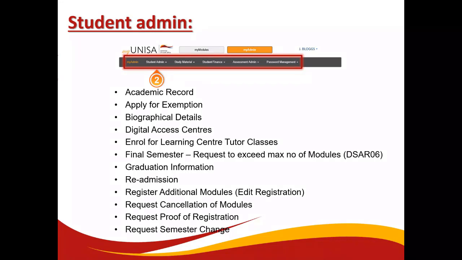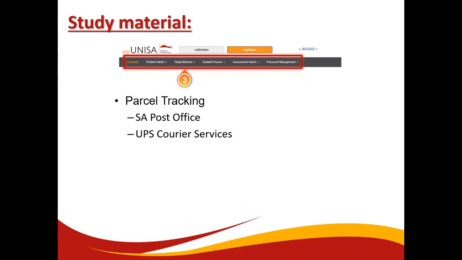Here you can also request cancellation of your modules. You can get proof of your registration, and you can also request a semester change. That unfortunately is not available at the moment because things have been combined into one. I don't know where my study material is. Go onto your My Admin, click on your study material, and there are links there where you can go and monitor where at the SA Post Office or at the courier service your study material actually is.